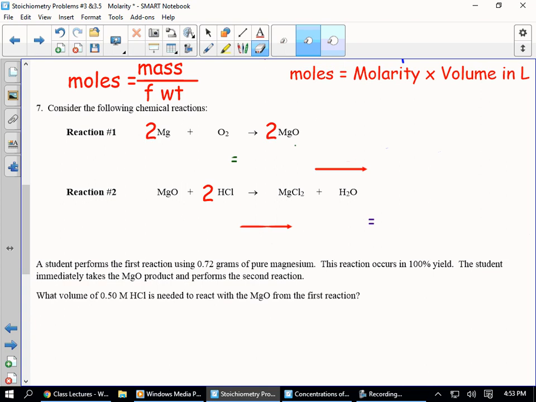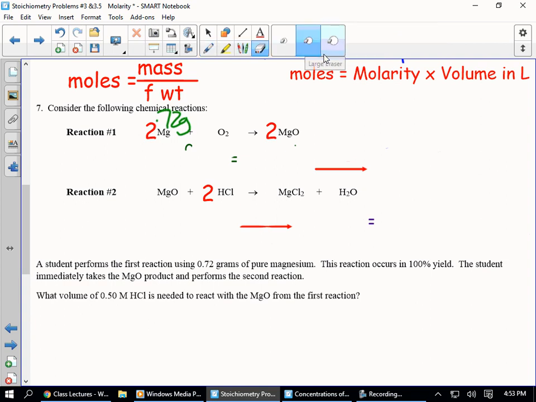It says, consider the following chemical reactions. The student performs the first reaction using 0.72 grams of pure magnesium. So I have 0.72 grams of pure magnesium. This reaction occurs in 100% yield. The student immediately takes the MgO and performs a second reaction.